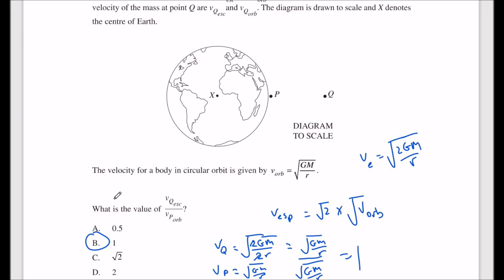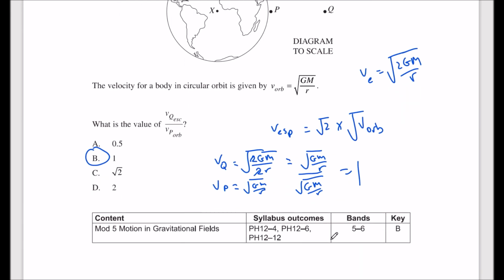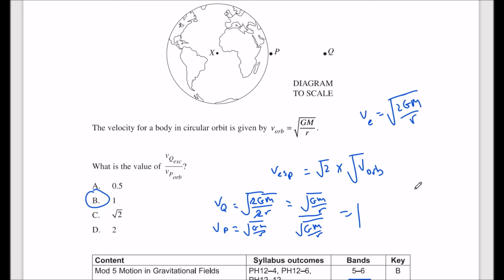Yeah. So the value of the escape velocity of Q divided by the orbital velocity of P is 1, and B is the answer there. So that one was quite a tricky one. As you can see, it's a band 5 to 6 if you're aiming for it. But that's essentially all the multiple choice questions of the additional sample paper.